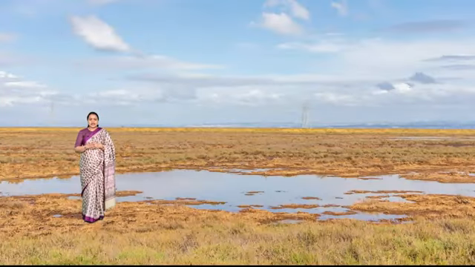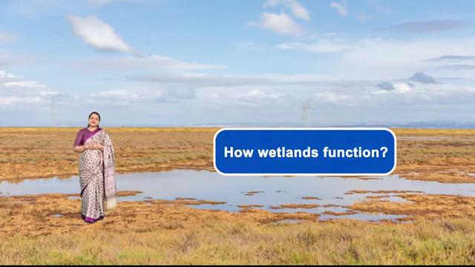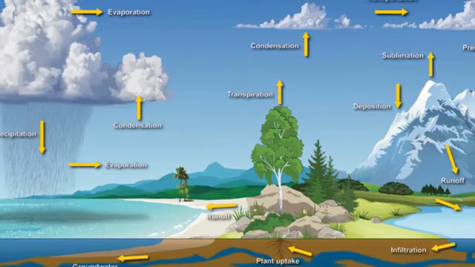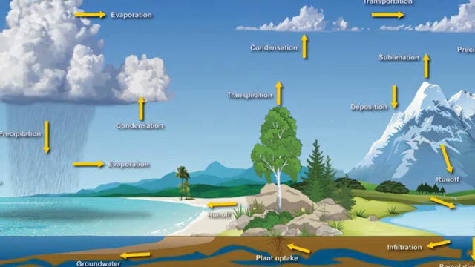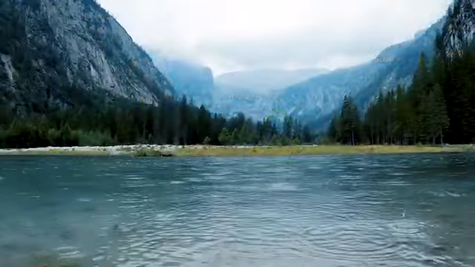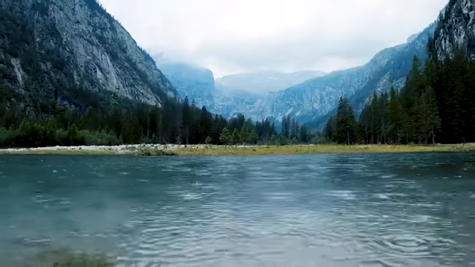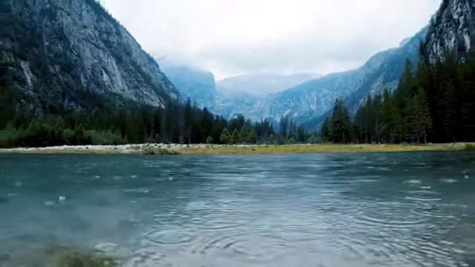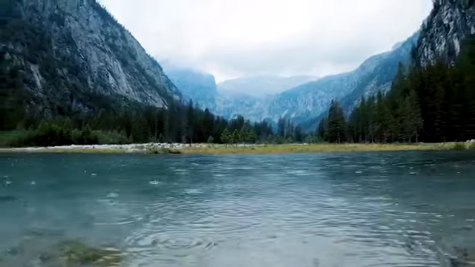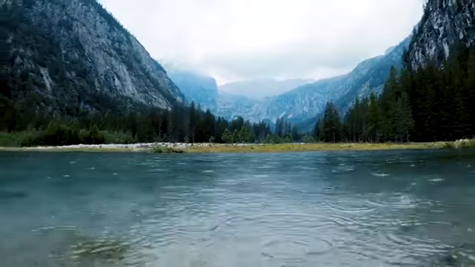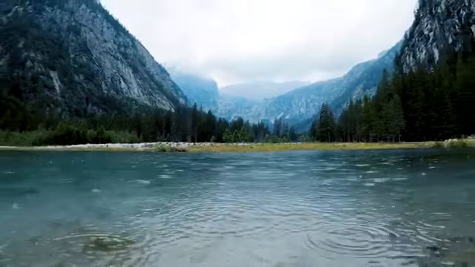After defining the wetlands, let us now learn about how wetlands function. Wetlands are critical to the water cycle in the inlands. They trap rainwater and runoff and slowly release it to the other surface water areas, groundwaters and the atmosphere.